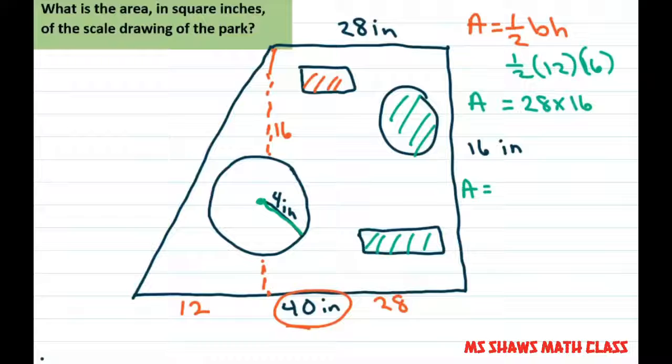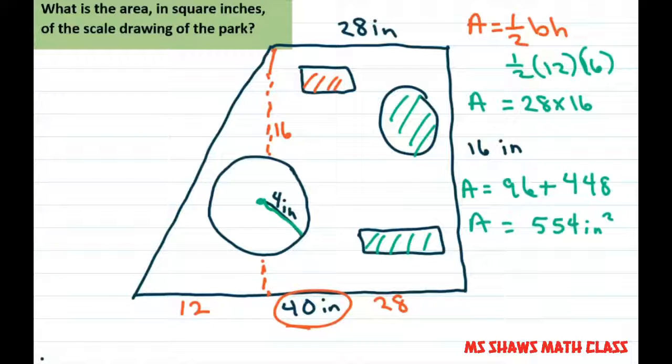area of the park. 1/2 of 12 is 6, and so 6 times 16 is 96. Plus the rectangle is 28 times 16, which is 448, and you add this together and you get 544, and that's going to be inches squared. Inches squared. We don't have to convert, thank goodness.